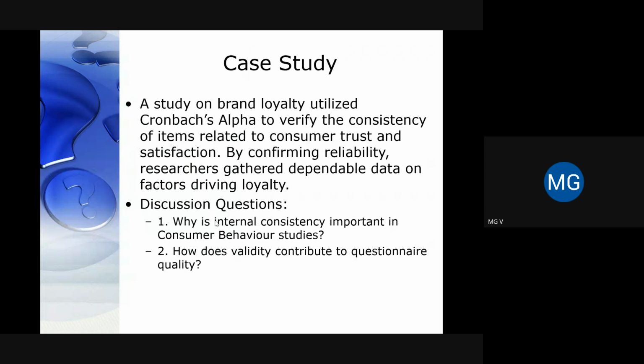Anyone? Just give a try. Okay, it ensures that related items provide consistent measurements. How does validity contribute to questionnaire quality? Anyone? Just think over and discuss. It confirms that the questionnaire accurately measures the intended concepts. Okay.